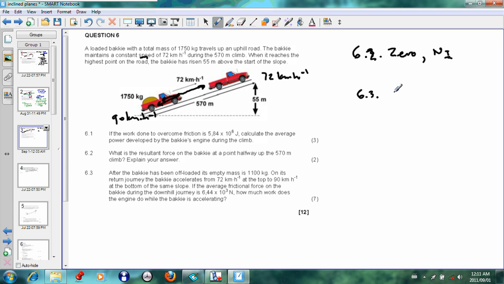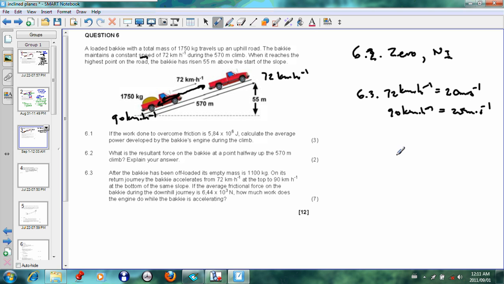Right, so just to convert, if you convert 72 kilometers per hour to meters per second, we get 20 meters per second. And if we take 90 kilometers per hour and you divide by 3.6, we get 25 meters per second.